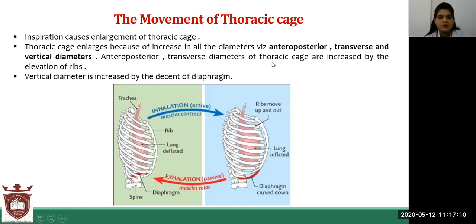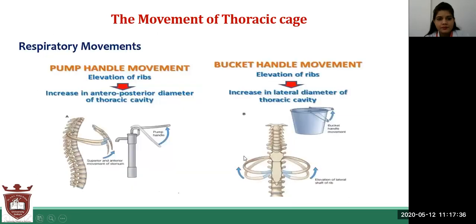Anteroposterior transverse diameter of the thoracic cage is increased by the elevation of the ribs. जब हम inhale करते हैं तो ribs elevate हो जाती हैं, जिसके कारण ये anteroposterior transverse diameter increase होता है, and vertical diameter is increased by the descent of the diaphragm. At the time of inhalation, muscle contracts, and at the time of exhalation, muscle relaxes.